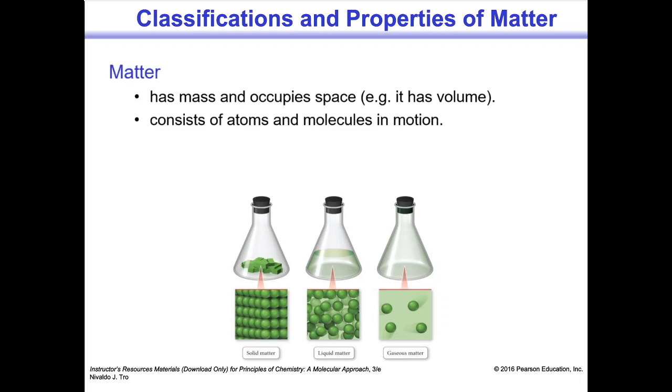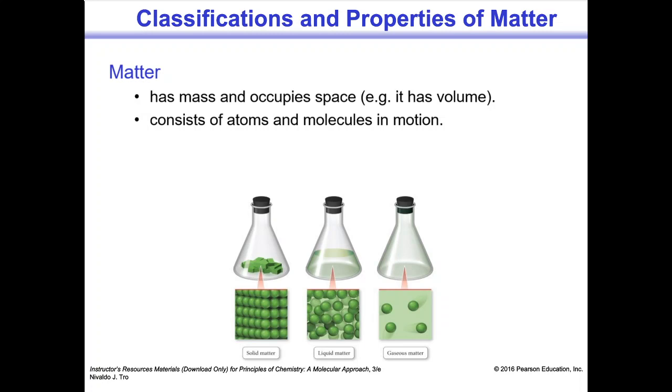Okay, so moving on, we're going to talk about the classifications and properties of matter. Okay, so we're going to just talk about, firstly, what is matter? How do we define it? Okay, so matter is just anything that has mass and occupies space. In other words, it has volume.